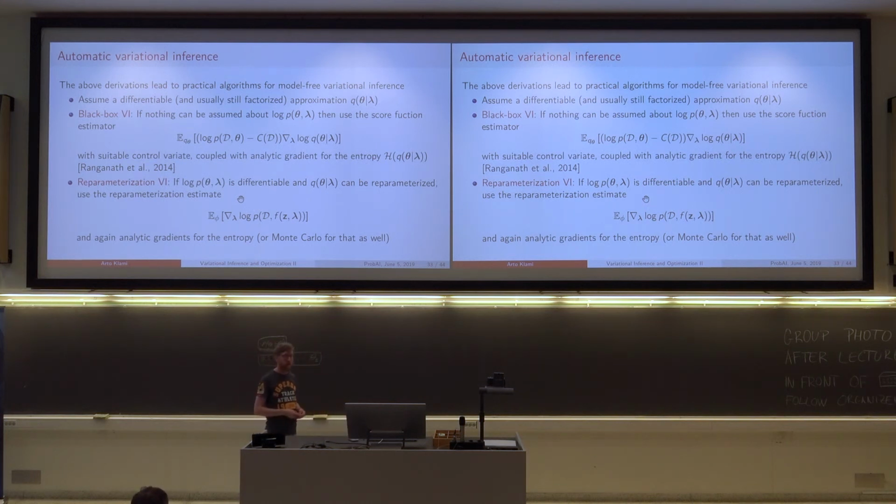And that's your gradient. The better option is that if you can assume that your model is differentiable and that you can reparameterize your approximation, then just use the reparameterization estimate. This is an expectation over some standard distribution that doesn't depend on your parameters in any way. In both cases, I dropped this entropy term.